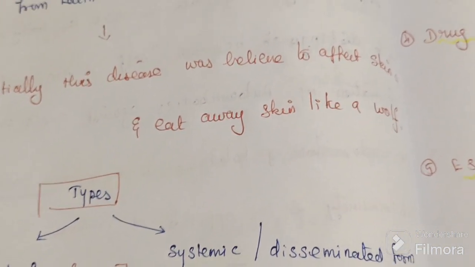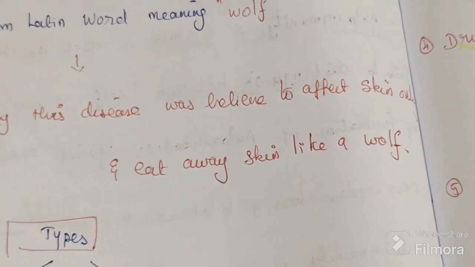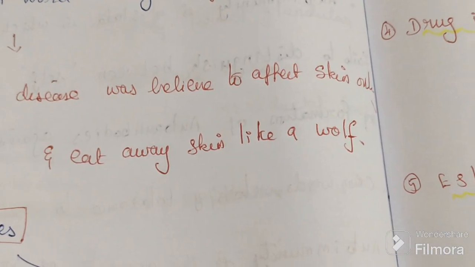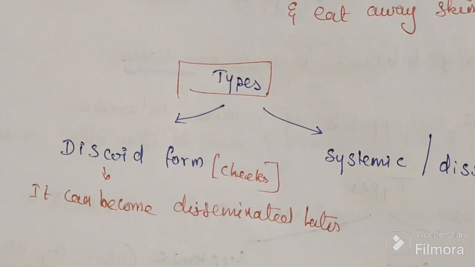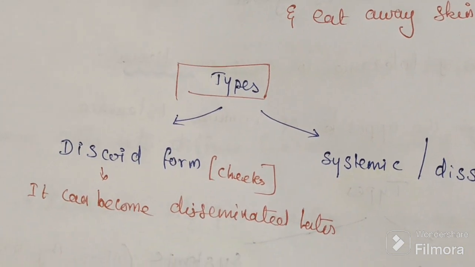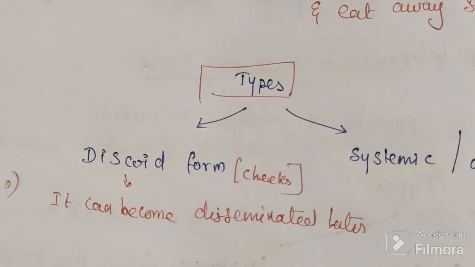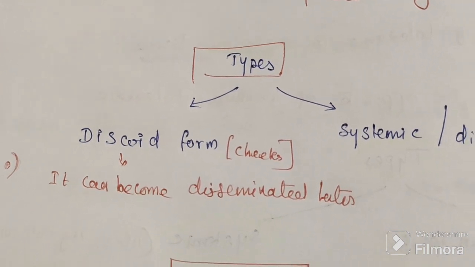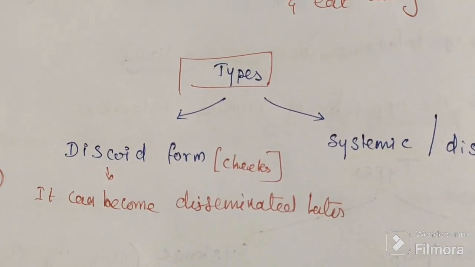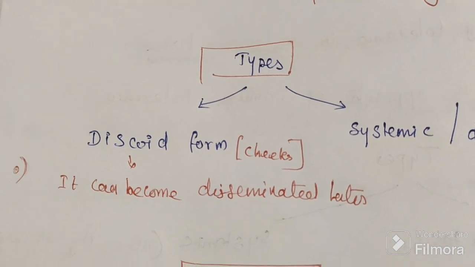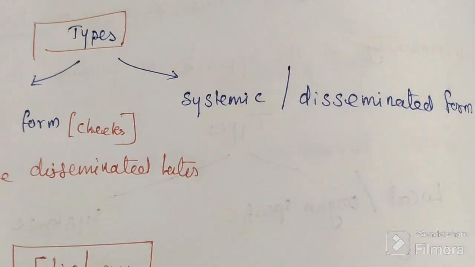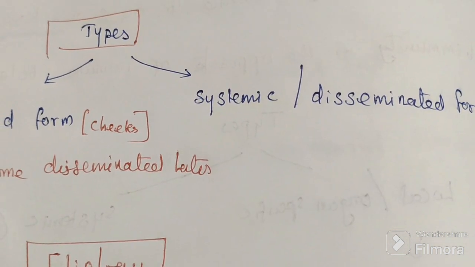There are two types. Previously it was believed this would affect the skin only, eating away skin like a wolf. One is the discoid form, which is local. Cheeks are affected. The second one is the systemic or disseminated form, where later on it disseminates.